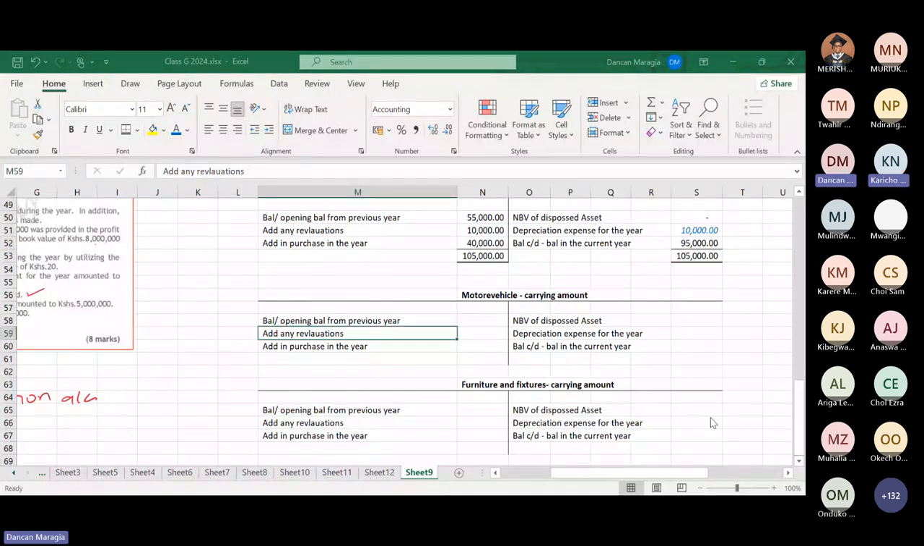Thank you, Mwalimu. What about the disposed asset part? Because he has said we have the opening balance for the same year, revaluations for the same year, purchases for the same year, minus last year to get the depreciation. What if you had a balance or figure on the disposed assets?